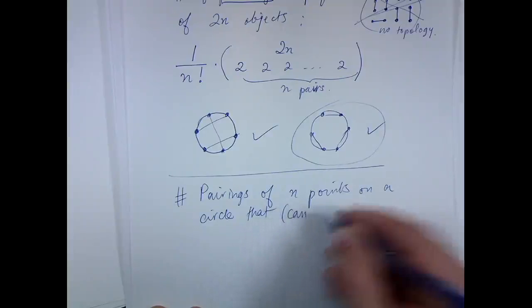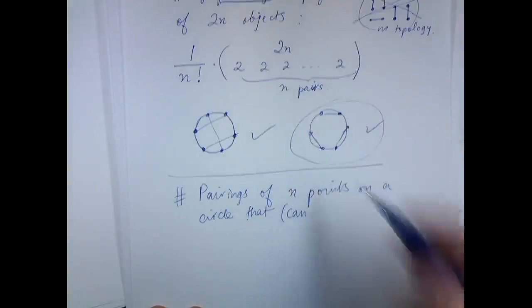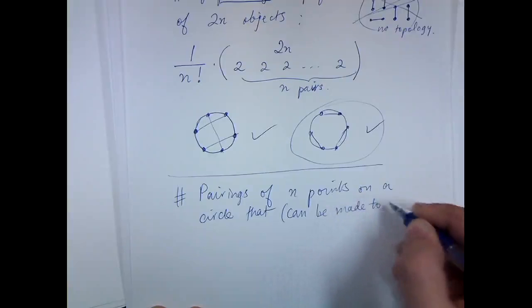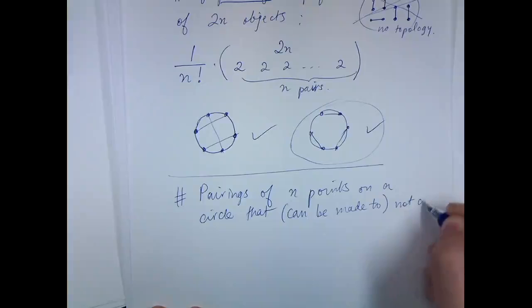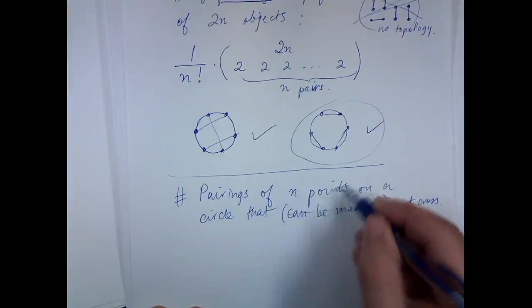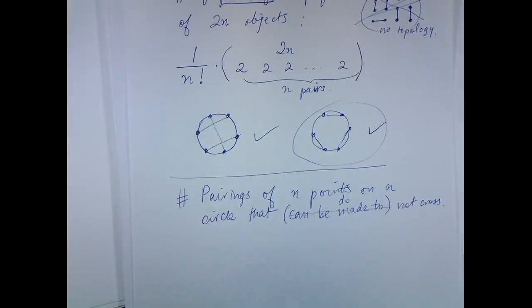And of course, you might draw things so that they cross. I could have drawn those connections so that they cross. So it can be made to not cross. Actually, it's a bit simplifying to talk on a circle, because if you do straight lines within a circle, if they can be made to not cross, then they won't cross.